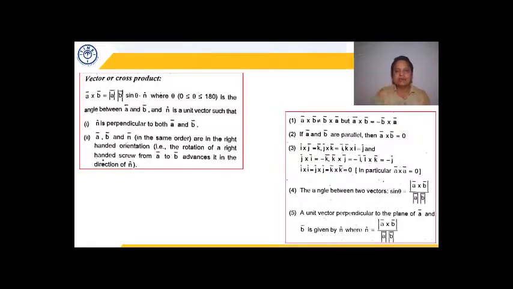So basic properties are written. For parallel vectors the cross product is 0 because theta is 0 degrees, and I cross J is K, whereas J cross I is minus K. A cross B is not equal to B cross A, but A cross B is equal to minus of B cross A.